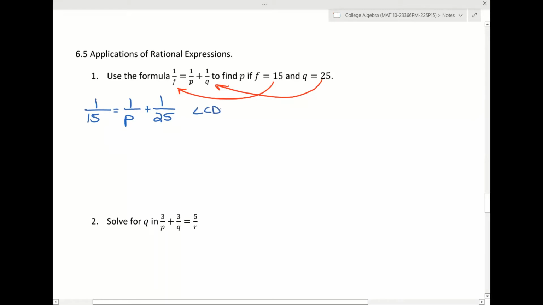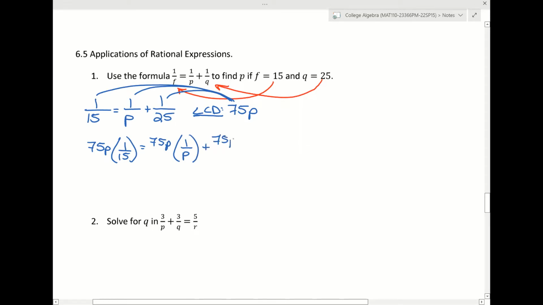I'm just going to ask you, if anyone would know, what the least common denominator would be. The smallest number that you could divide by 15 and 25, 75. Very good. We're going to multiply every fraction by that. This would be 75p times 1 over 15 is equal to 75p times 1 over p plus 75p times 1 over 25.